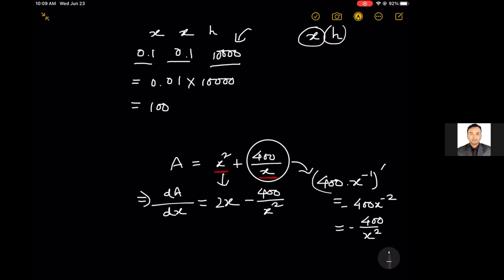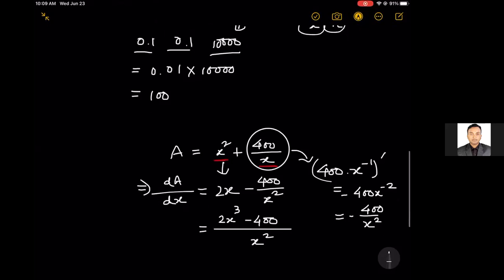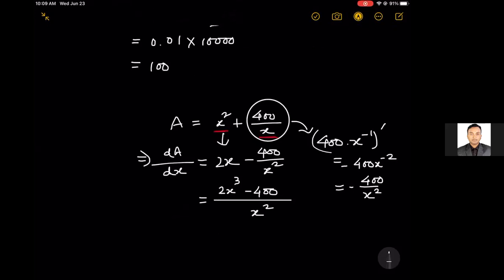And you can simplify it just a little bit. So it will be 2x cubed minus 400, all over x squared, right? So what's the next thing we need to do? We have already found the first derivative. That's a good thing. What should we do next?